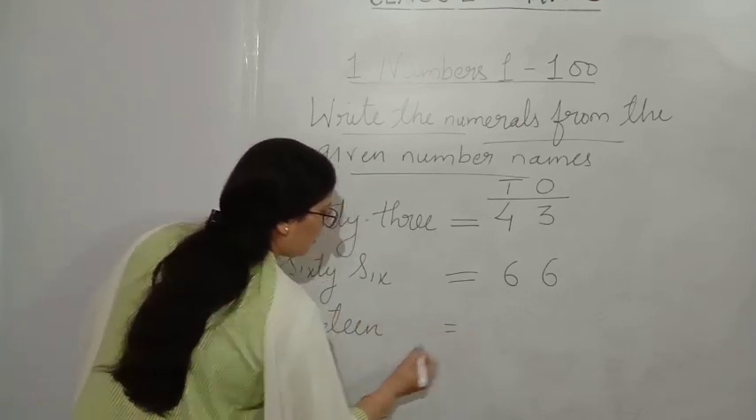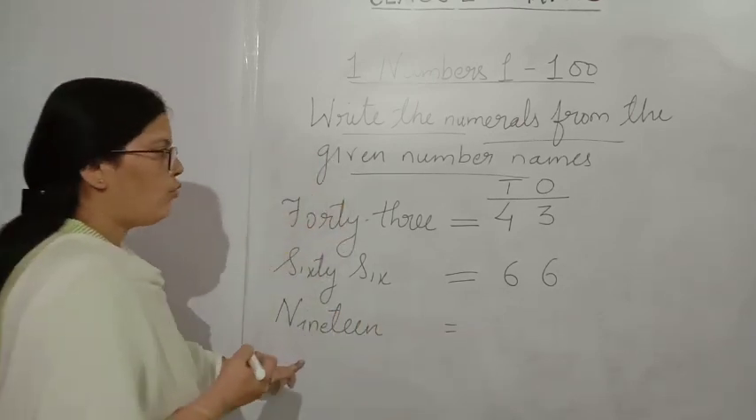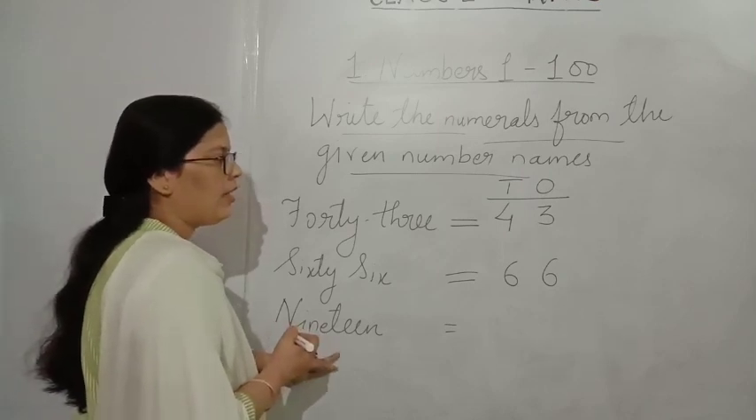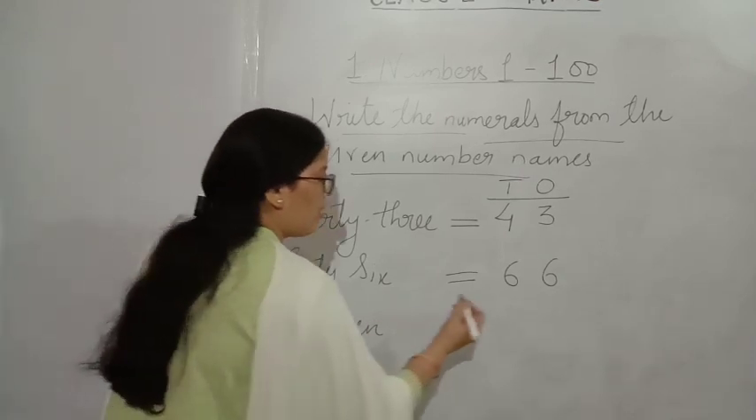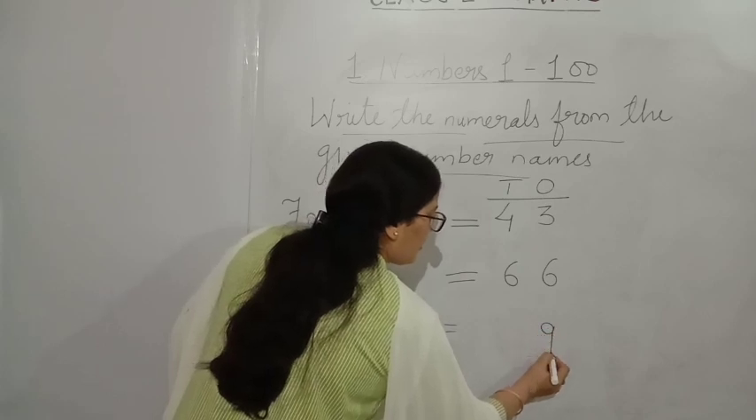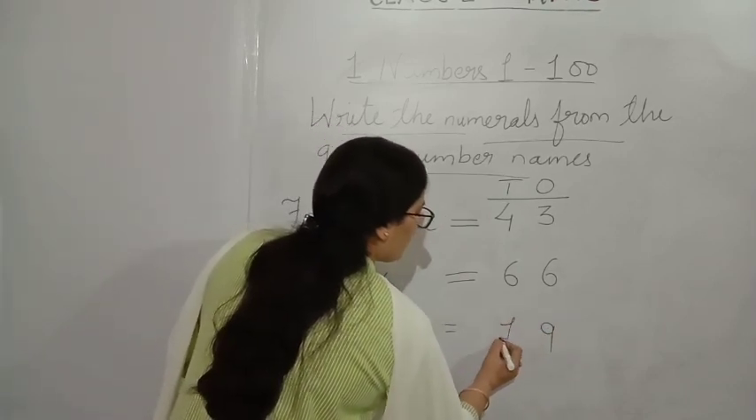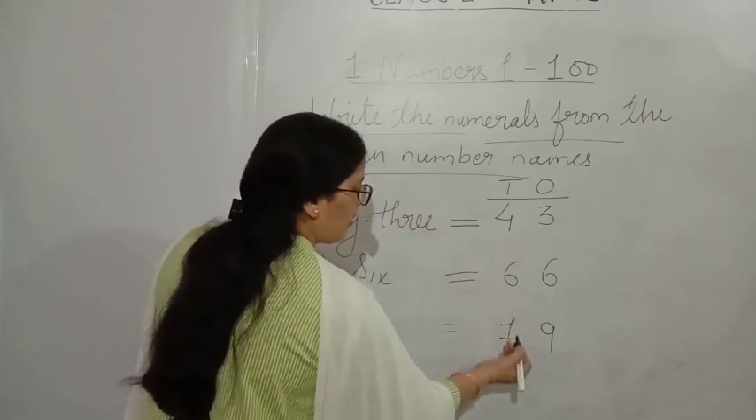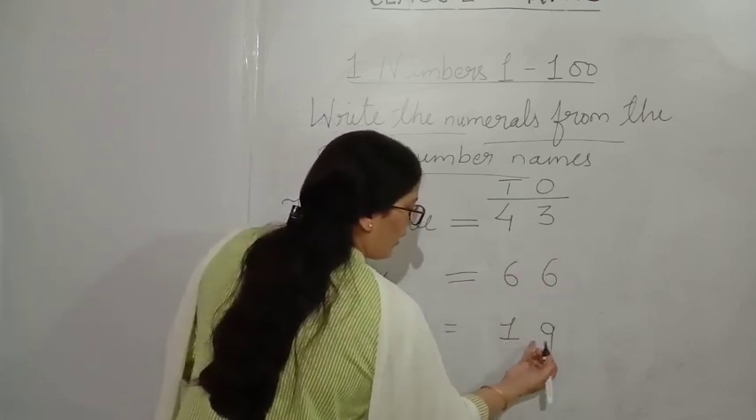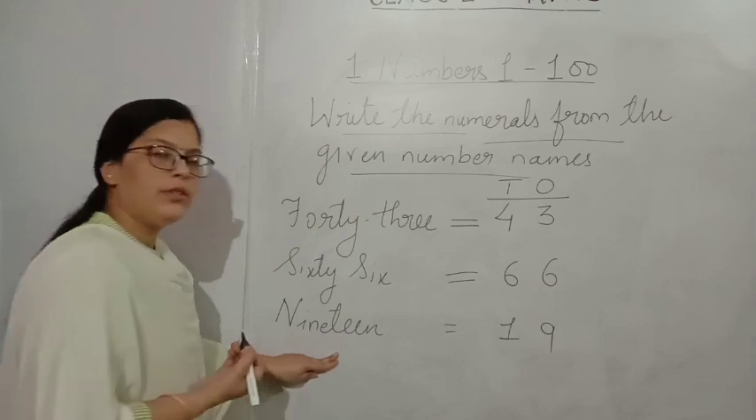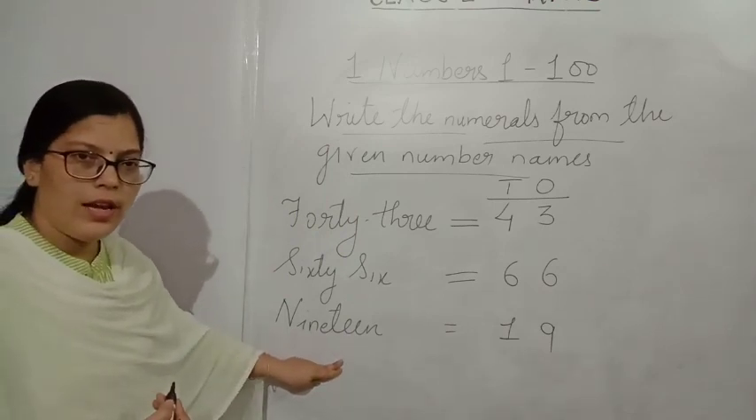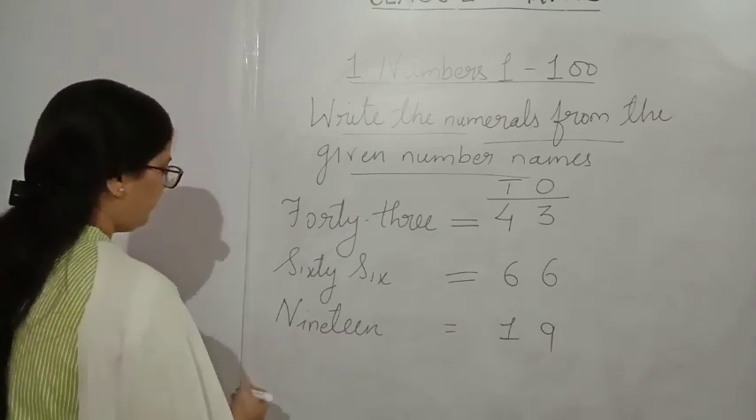Now nineteen. The number is 19. How do we write the number 19? In numerals, in this we write 9 at ones place and 1 at tens place. Okay, 1 ten and 9 ones. So 1 and 9 together forms the number 19.